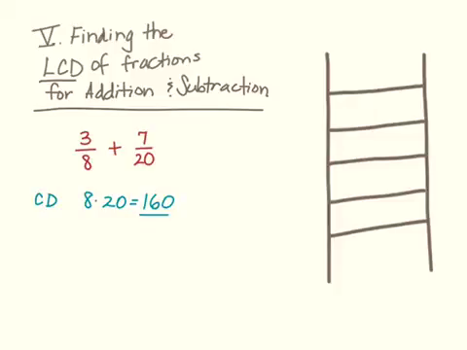But in order to be more efficient and not have to deal with such large numbers, we're going to find the least common denominator. So let's put 8 and 20 on our ladder. The most obvious common factor between 8 and 20 is 2, since they're both even numbers. So let's just pull out a 2, and we are left with 4 and 10, which again are even, so we can factor out another 2, leaving us with 2 and 5.